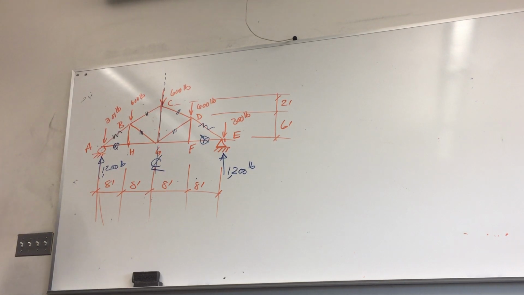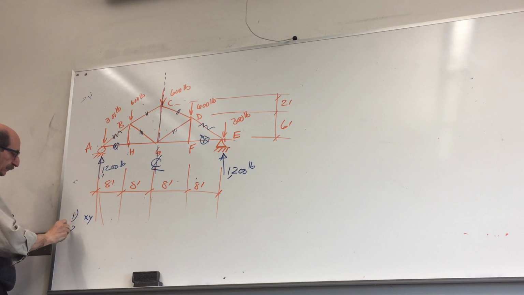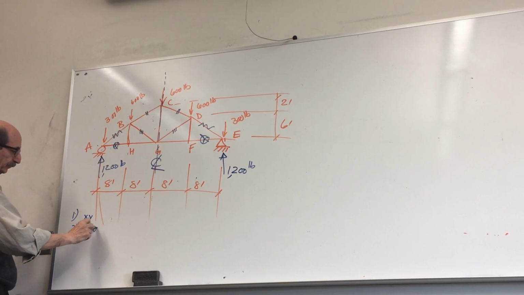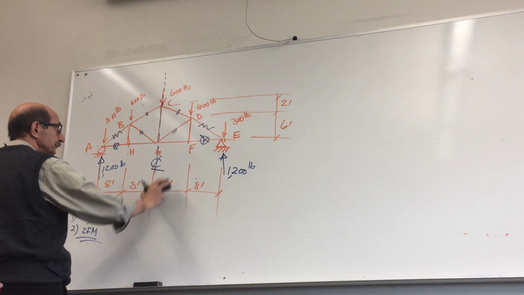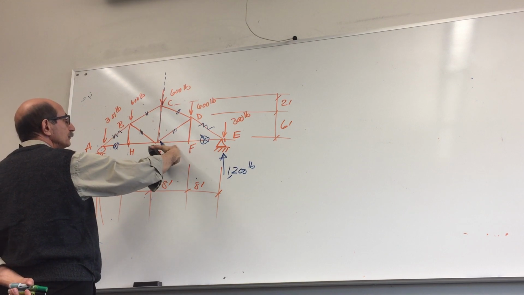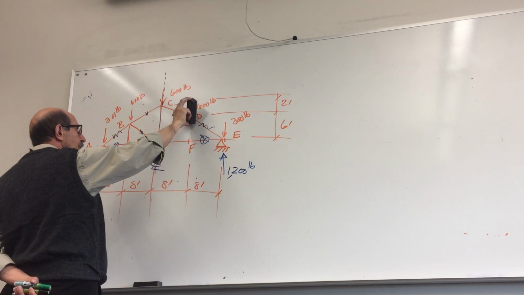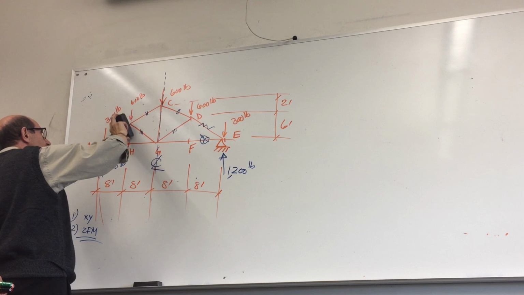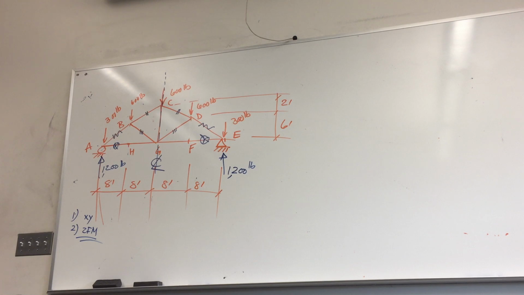So let's come back to this again. I'm not going to write down this step. By now you know that. One is the XY, two is, these are the first two most important steps, identifying zero force members. Do we have any zero force member here? HB and FB. BH, yes, zero force member because it's a joint with two members, collinear, no external load. This one goes, this one goes, right? Any more? No.